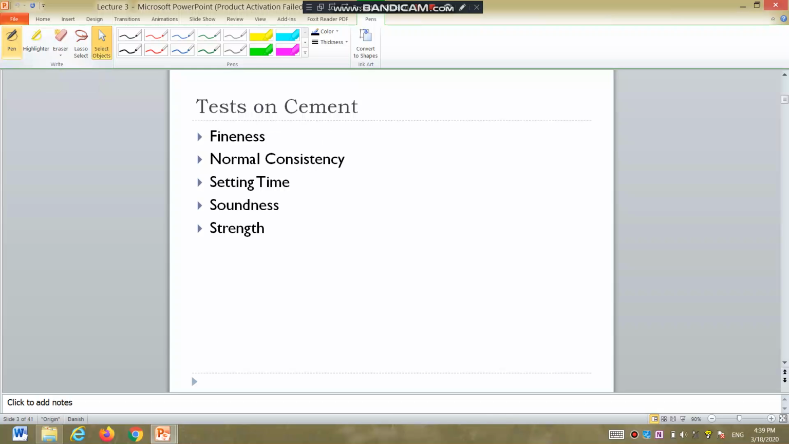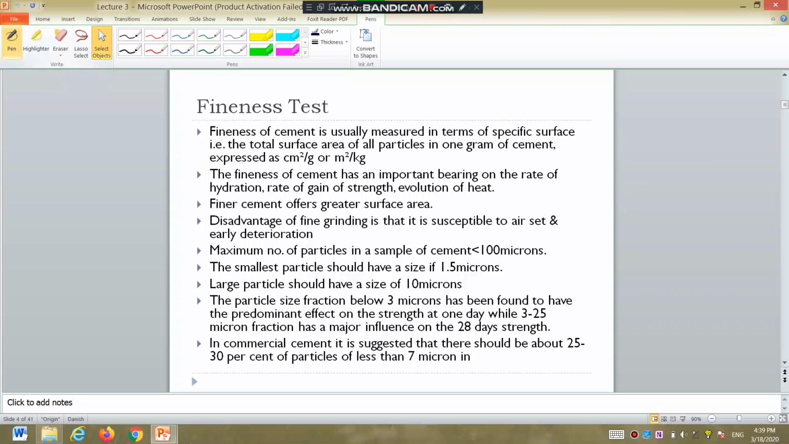When we talk about cement, there are 5 different properties of cement that need to be discussed. The first one is fineness. There is consistency of cement, there is setting time of cement, there is soundness, and there is strength. There are different tests performed on cement to determine these properties. The first property of cement is the fineness.